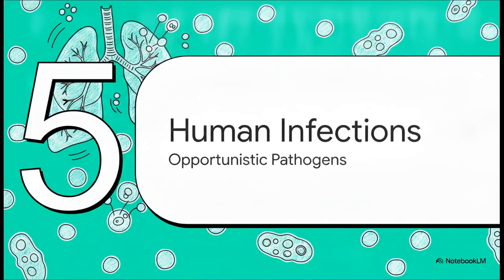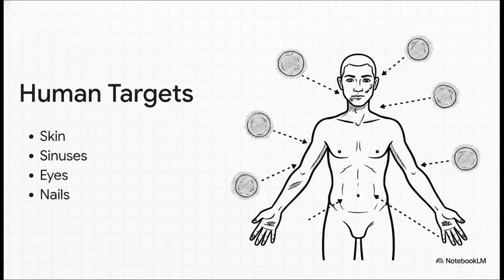Section 5. Opportunistic human infections. But crops aren't the only victims here. Now, we really must pivot to the chilling reality that these ubiquitous spores target us too. They can actually enter the human body through minor cuts, wounds, or incisions. Once inside, they can target a variety of areas, especially in people with suppressed immunity.